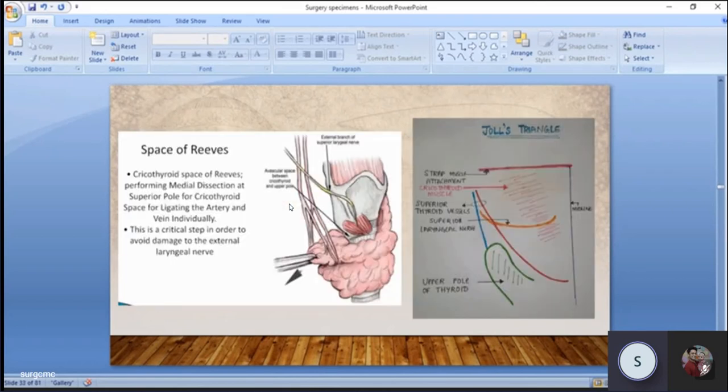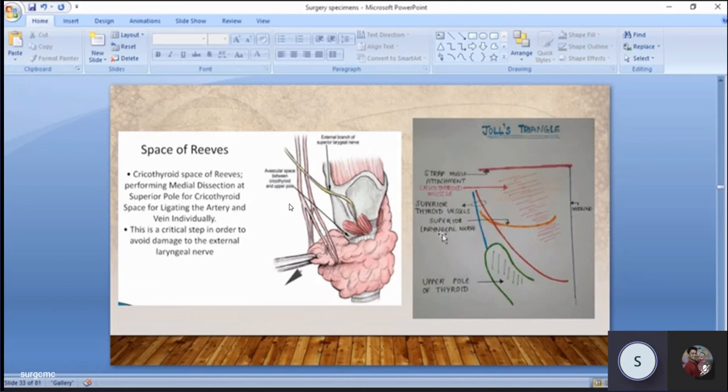Okay, so what is Reeves space? It is the cricothyroid space of Reeves. While doing medial dissection at the superior pole in the cricothyroid space, we ligate the artery and vein individually to avoid injury to the external laryngeal nerve. Okay, it is a critical step. What is Joll's triangle? Joll's triangle is bounded medially by the midline, above by the strap muscles, and laterally by the upper pole of the thyroid and thyroid vessels.